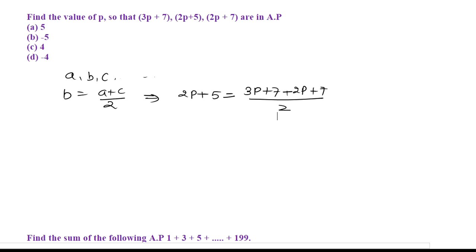Cross multiplication by 2. 2 times gives 4p plus 10. 3p plus 2p is how much? 5p. 7 plus 7 is how much? 14. Correct? Okay. So 10 minus 14 is equal to 5p minus 4p. 10 minus 14 is how much? Minus 4. This is equal to p. Do I have an option minus 4? Yes. Correct answer is D, minus 4. Let's take the next question.